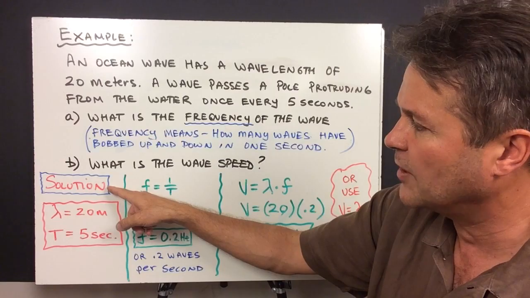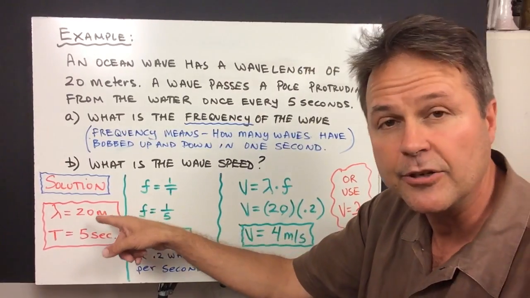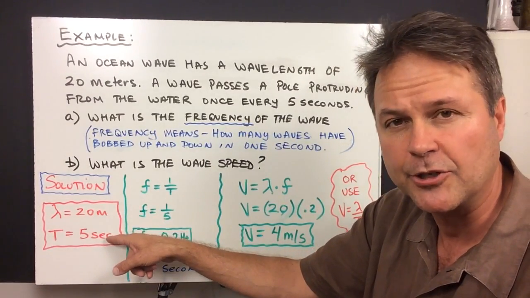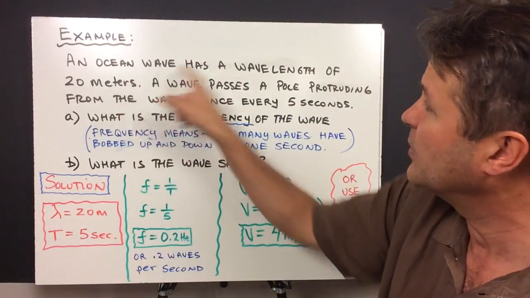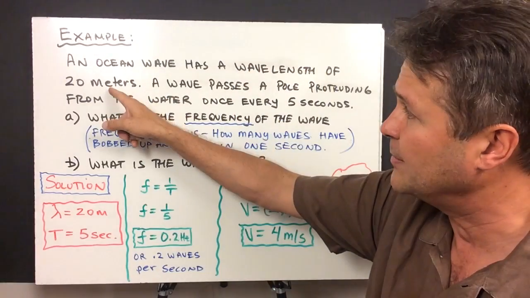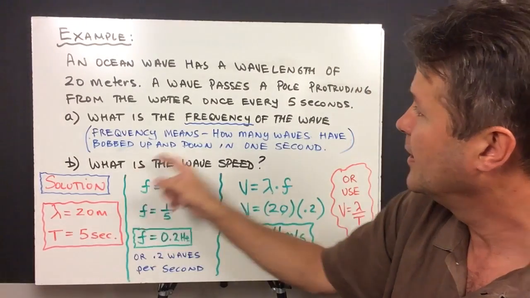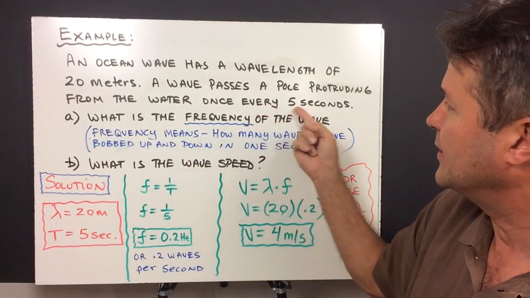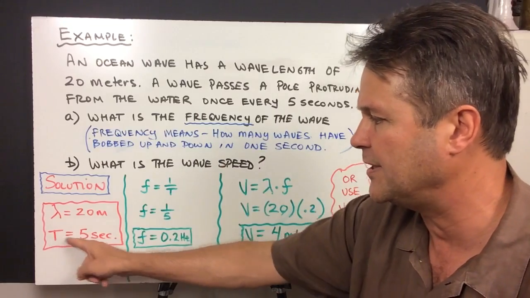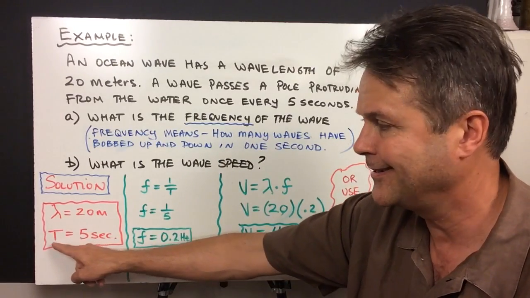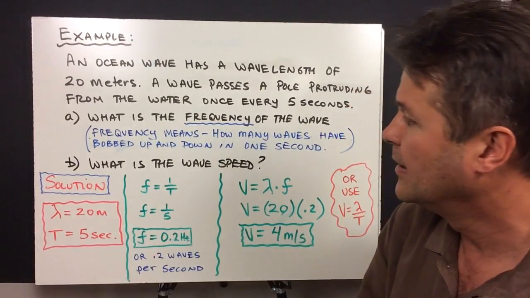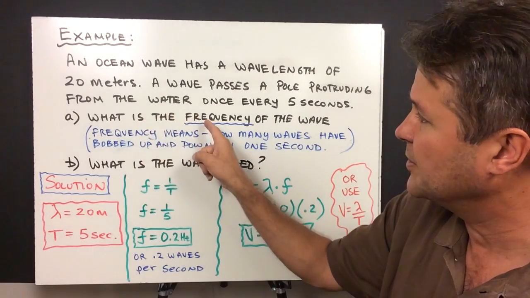So to begin with our solution, what I'd like you to always do is list the given information from the problem. So here we read that the wavelength is 20 meters. So we write wavelength is equal to 20 meters. And we're told that the period is 5 seconds. So T is equal to 5 seconds. T stands for period.